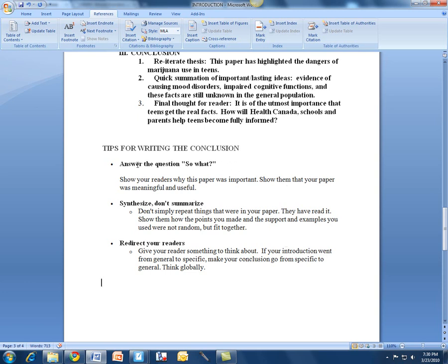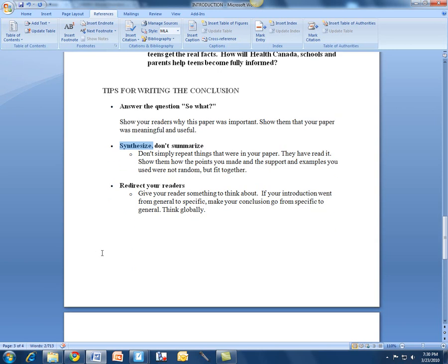Make sure that you've answered the so what question. And the so what question is telling your reader why your paper was important. What was it that was meaningful? What was it that was useful? Try to bring your ideas together and to synthesize what you were saying, as opposed to just simply repeating what you've already said.